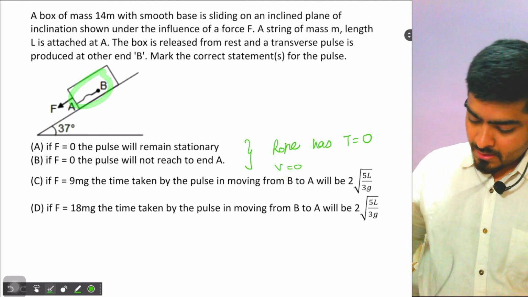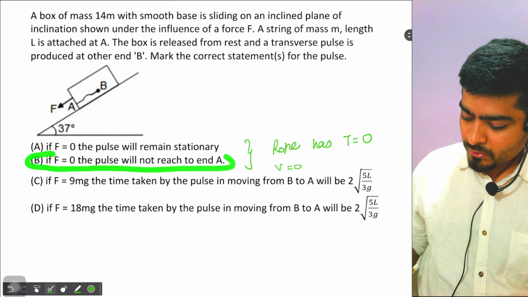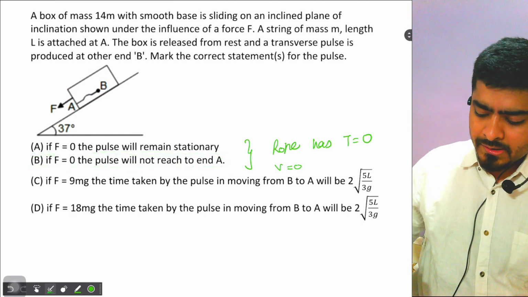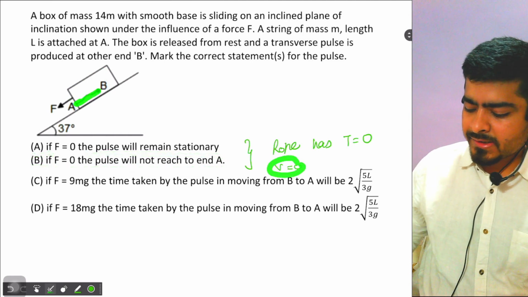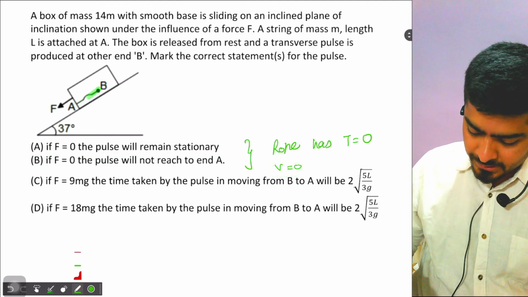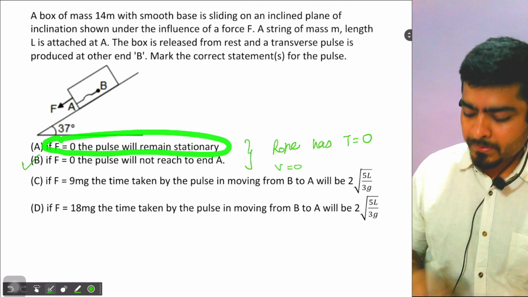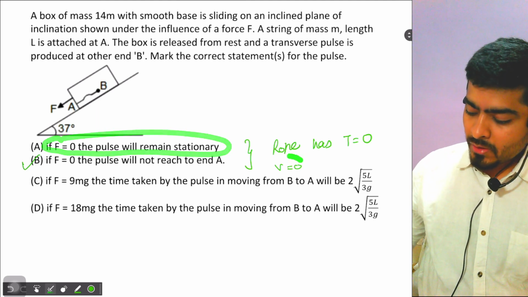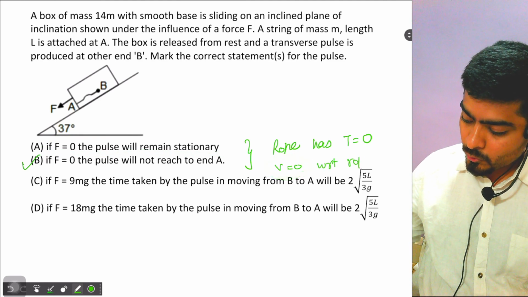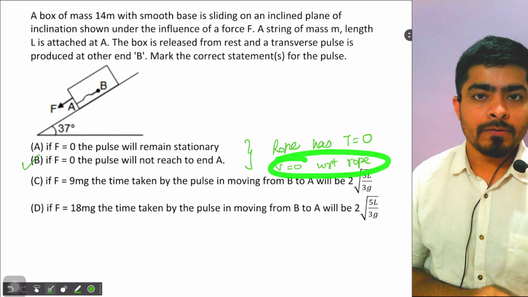So first of all, let's look at option B. If F equal to 0, the pulse will not reach end A. So yes, relative to the rope, the velocity is 0, so the pulse cannot travel. Simple. So option B will be correct. What about option A? If F equal to 0, the pulse will remain stationary. Velocity is 0, but this velocity is with respect to rope.